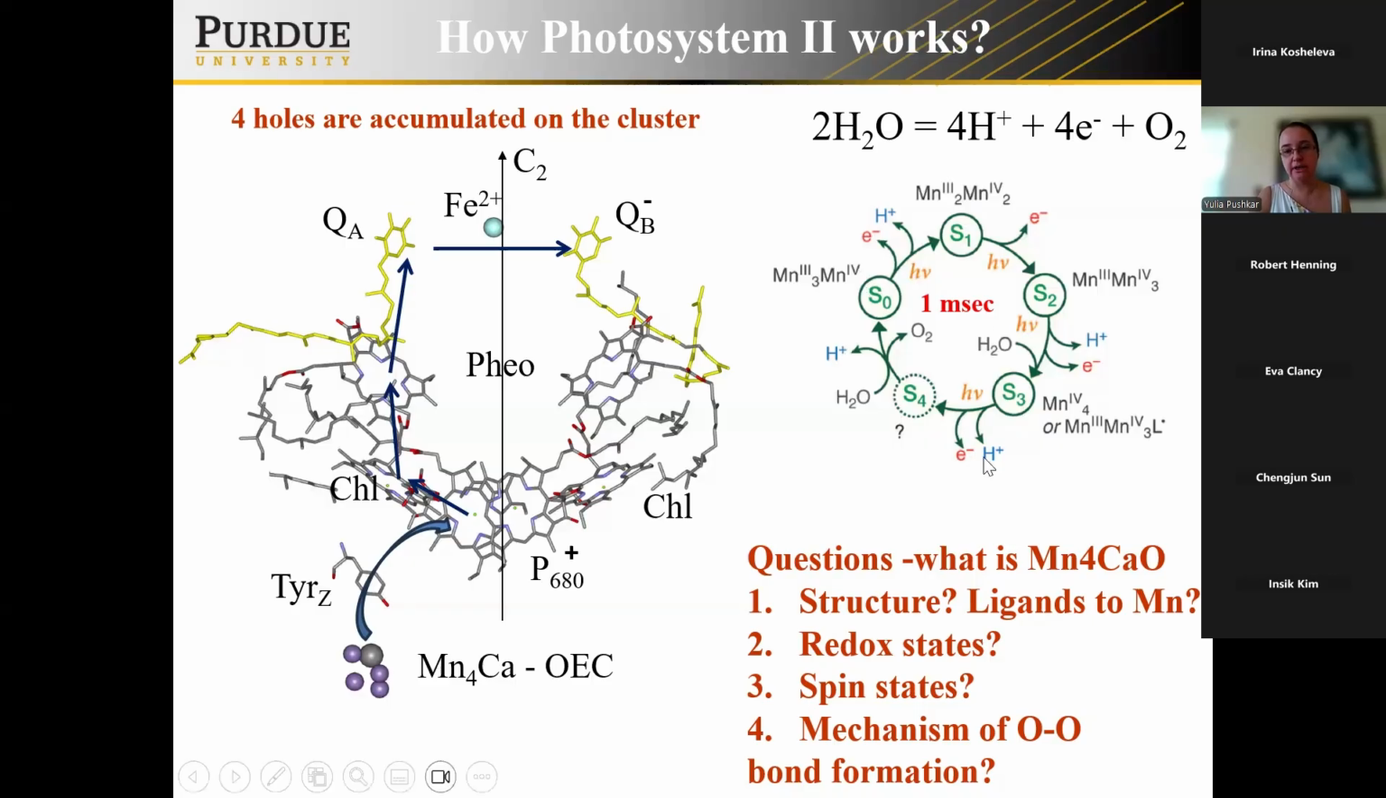Okay, so again, we have this very complicated protein, 500 kilodalton, with a lot of cofactors, a lot of functionality, and we want to know structure, ligands to manganese, redox states, spin states, and the mechanism for oxygen-oxygen bond formation. Because somehow, magically, it can accumulate. This is a 4-electron reaction, the oxidation of water. So you have to accumulate 4 holes. Basically there is a photo-induced process which removes electrons from the cluster one by one. After you have removed 4, you magically combine 2 oxygens into O2 and then the thing restarts.